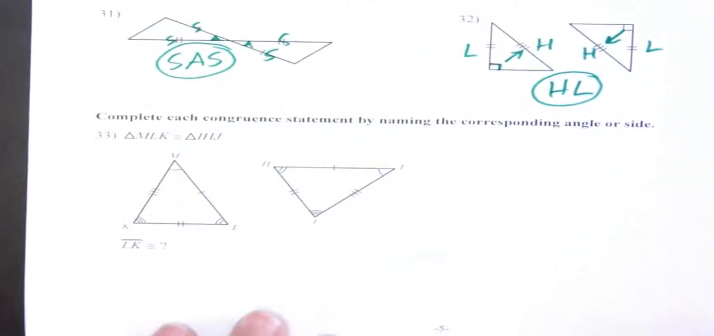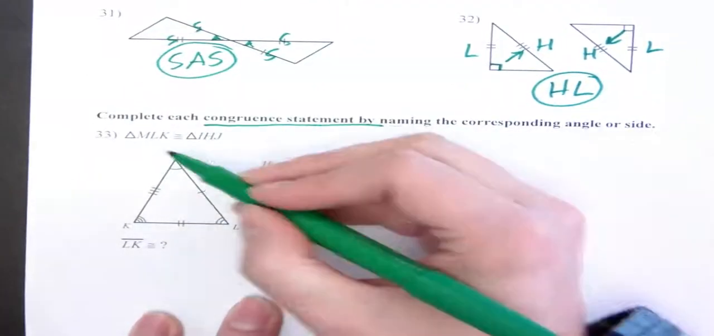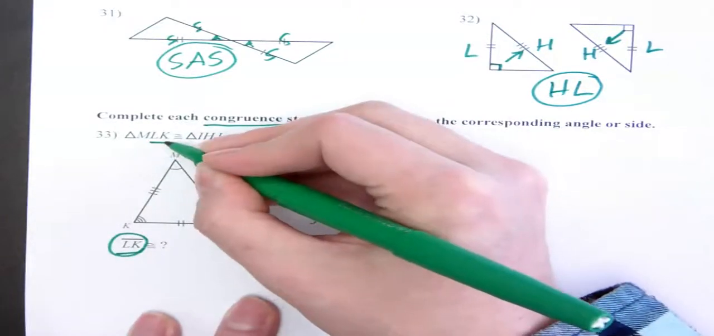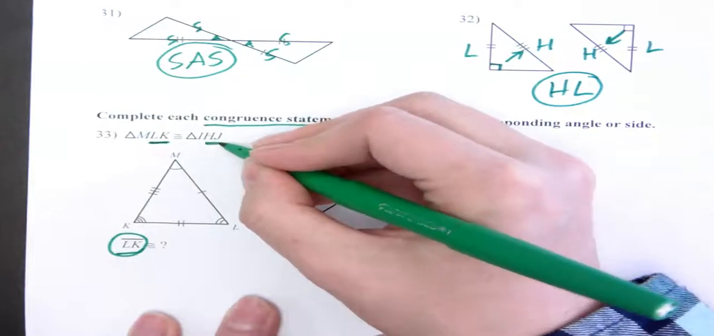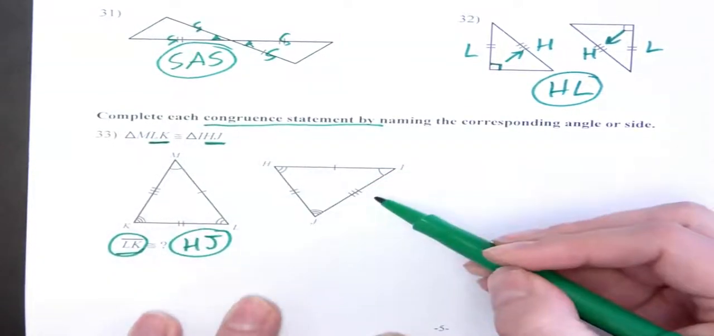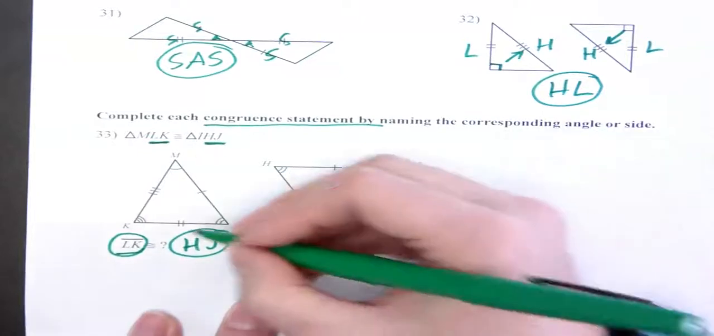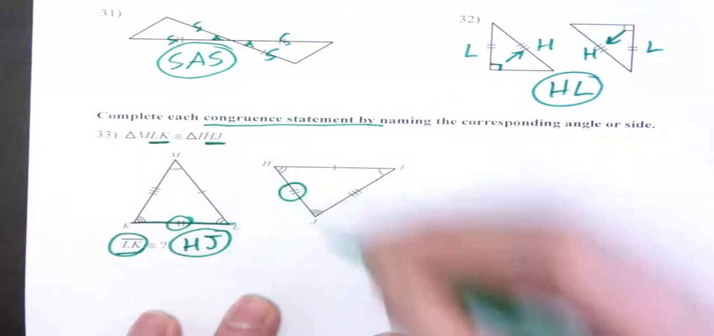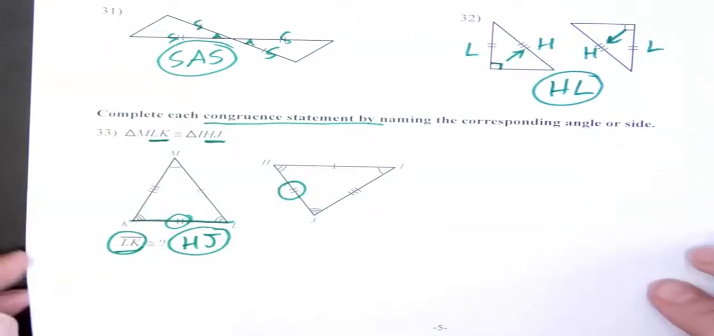Alright, next is just complete the congruent statement. So I'm looking at the order of the letters here. It asks me for LK. So I can look up here and say LK matches HJ. Or I could look on here and say LK is the one with the two lines, and so HJ is the one with the two lines. And so that lets me match them up.